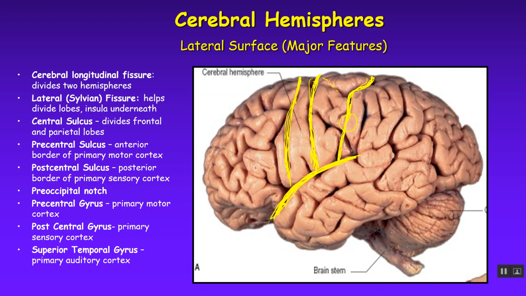So see if you can find your pre and postcentral sulci. Raise your hand if you don't think you have them. Should be the next most vertically aligned sulcus, either before or after that central sulcus.